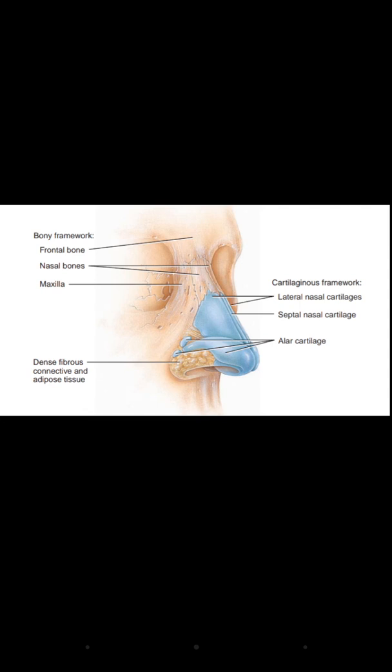So the lateral nasal cartilages are present inferior to the nasal bone, means below the nasal bones. Then the septal nasal cartilage forms the anterior portion of the nasal septum, and then the alar cartilage forms the walls of the nostrils.